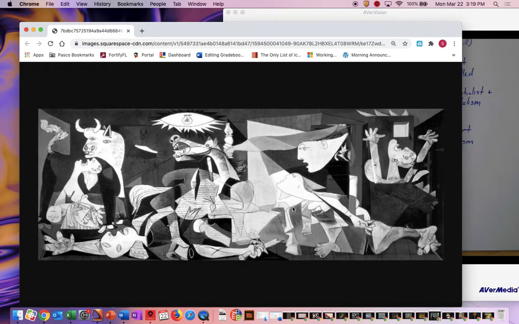But there's also a political message in here too, because what this is depicting is the German bombing of a Spanish city during the Spanish Civil War. And we'll talk more about the Spanish Civil War when we get to it, but this is Picasso's reaction to the Spanish Civil War.